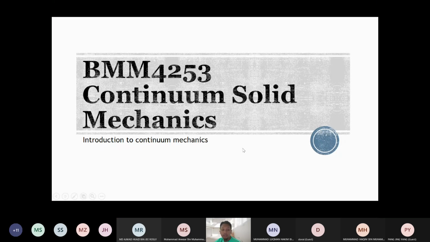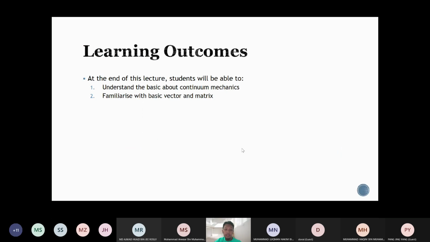Okay, so lecture 1 is about Introduction to Continuum Mechanics. At the end of this lecture, you will be able to understand the basic concept about continuum mechanics, why we need to learn about continuum mechanics, and also familiarize yourself with some basic vector metrics.